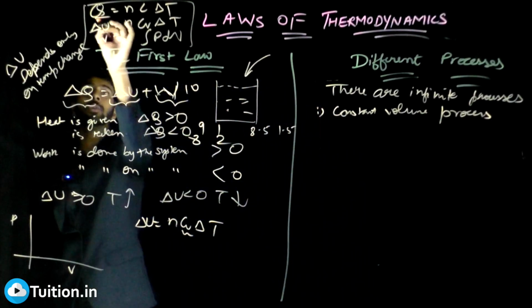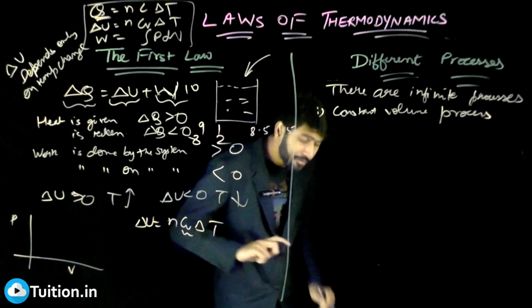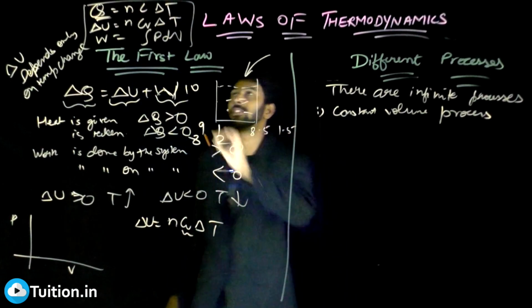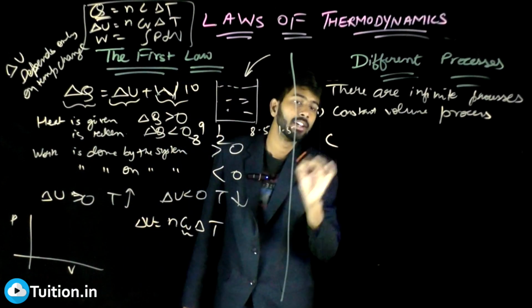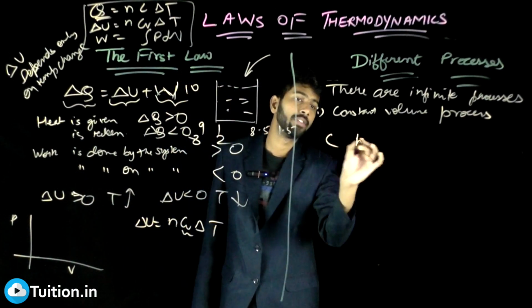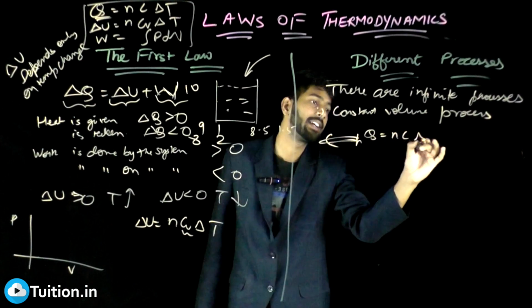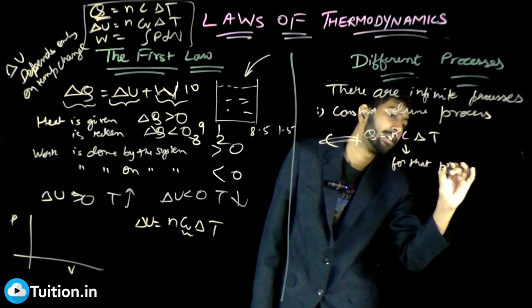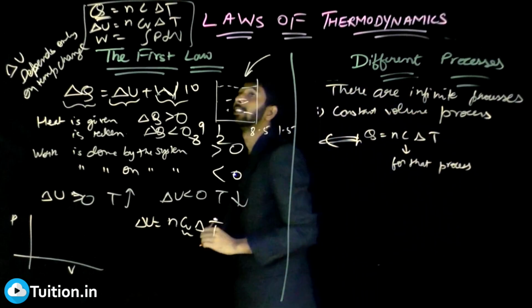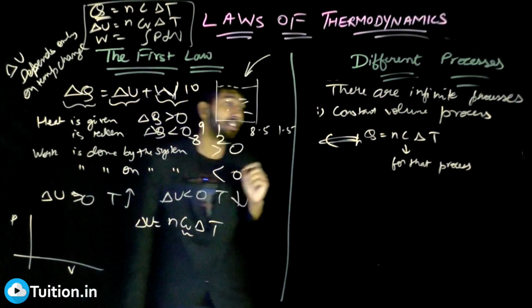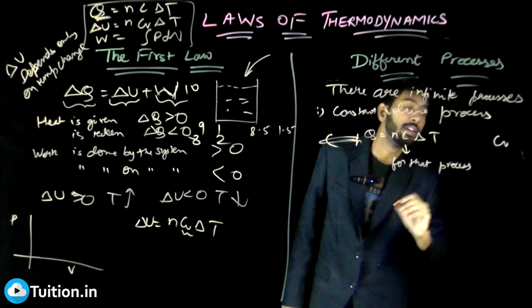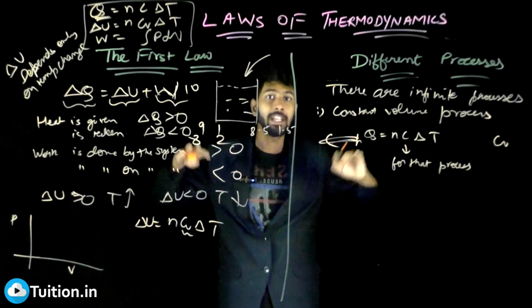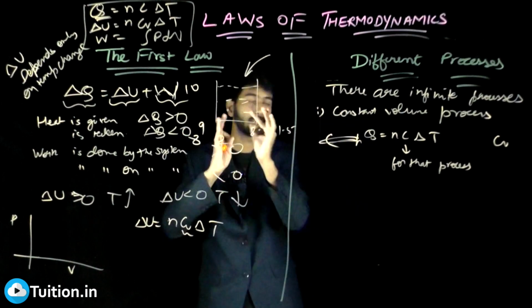First let's look at Q. If I have to relate Q to change in temperature, I need to find the C for that process. So if I write Q equals nCΔT, C is for that process. That means if I talk about a constant volume process, C will become Cv. What is a constant volume process? Where you're giving heat, and everything is happening except that the system's volume is changing.